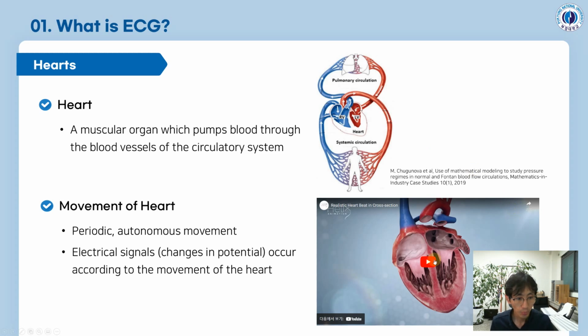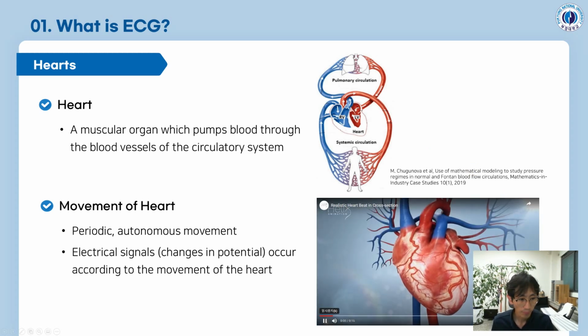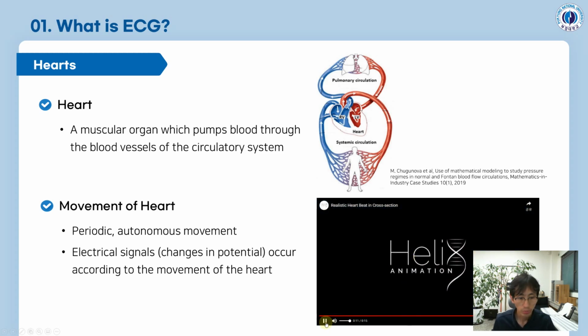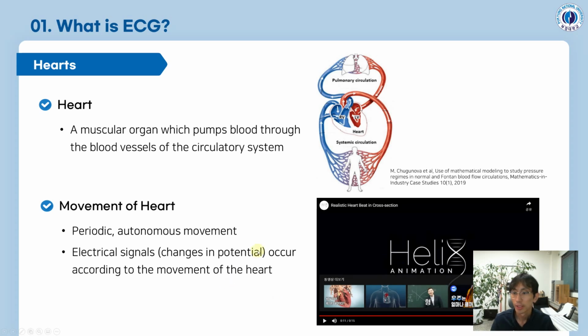So let's see one video. So you can see it is moving. See, it's pumping the blood continuously, sending the blood little by little. Okay, then this movement of the heart is a periodic and autonomous movement, which means it moves continuously. And it cannot stop until we die, or we are about to die and it stops.